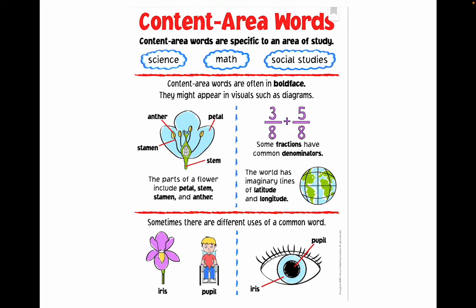In the bottom section of this anchor chart, we can see the words iris and pupil in two different contexts. The words iris and pupil are multiple meaning words. They have the more general meaning, such as a flower or a student, as seen on the left-hand side, as well as the meaning that is specific to a subject of science, where it's talking about parts of an eye.